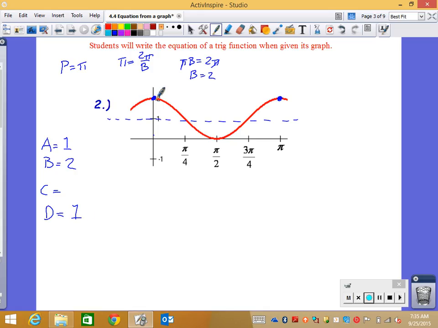So if I chose to start here, I'm starting at my peak, so I know that's a cosine. So if I start as a cosine, did I shift this thing left or right? No, it's still starting at 0. So I'm shifting it nothing. There's no phase shift here. So how would I write this out in terms of cosine? y is equal to 1, I'm going to leave that off, cosine of 2, my c value is 0, so it's just 2x, and a vertical shift of 1. So one perfectly legitimate equation is y equals cosine 2x plus 1.